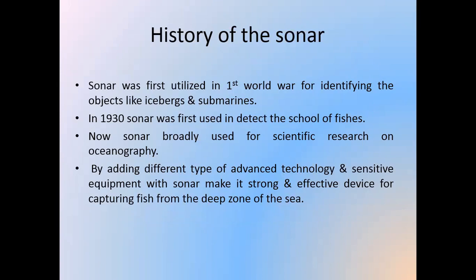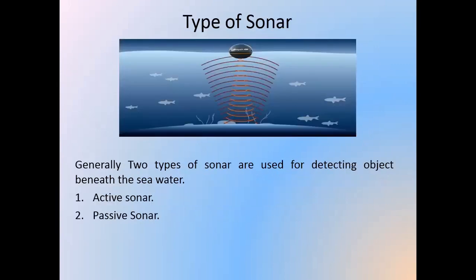History of the sonar. Sonar was first utilized in the First World War for identifying objects like icebergs and submarines. In the 1930s, sonar was first used in detecting schools of fishes. Now sonar is broadly used for scientific research on oceanography. By adding different types of advanced technology and sensitive equipment to sonar, it becomes a strong and effective device for capturing fish from the deep zone of the sea.